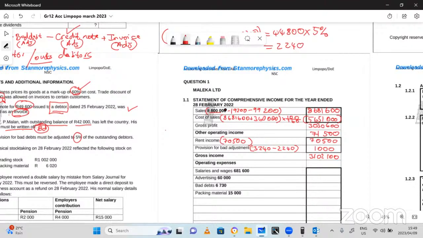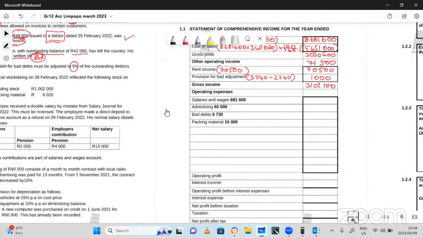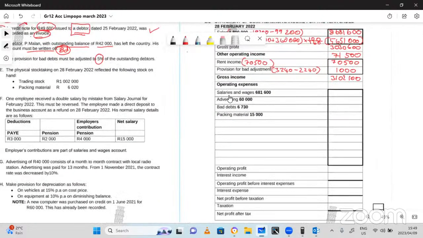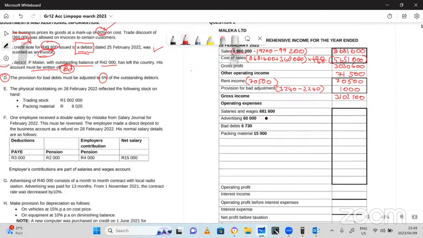Okay, now we are done with the income parts. So we move on to the second part, which is the expenses. Luckily for us, they have told us that you are having the salaries and wages, the advertisement, the bad debt, the packing material. And they have given us the amount from the pre-adjustment. So the only thing that we need to do is to check for adjustments following this amount.